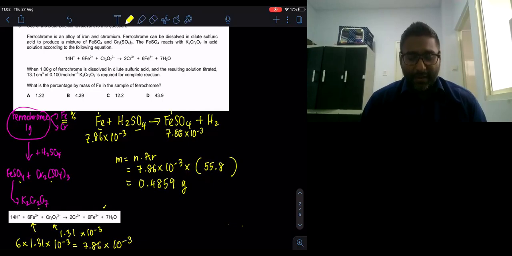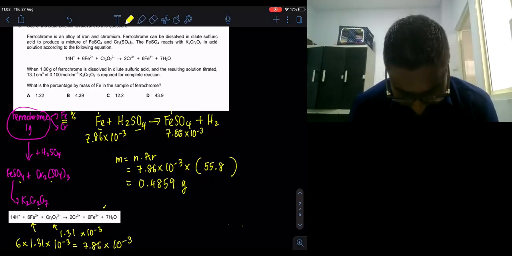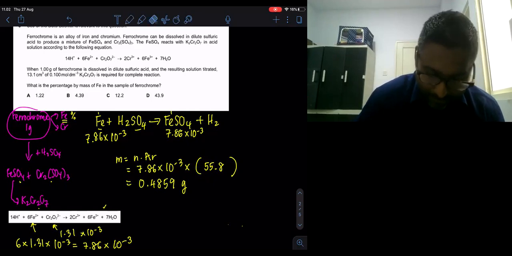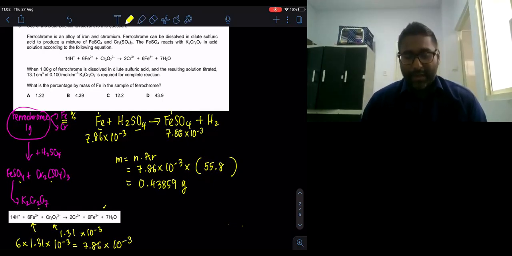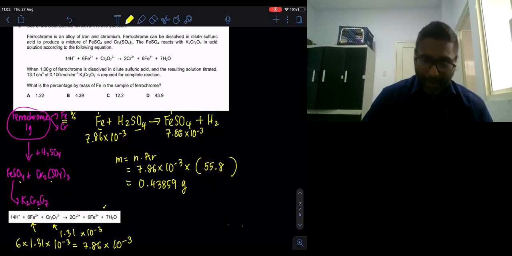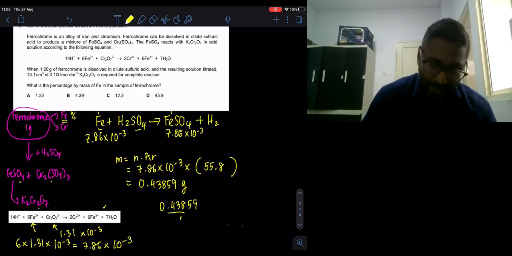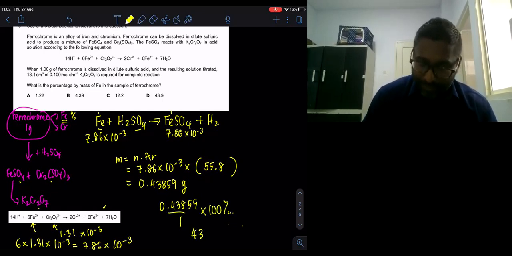Now, with 0.43859 grams, we know we actually used 1 gram. Please find out what the percentage is. It's 0.43859 over 1 times 100%, so you will get 43.9%.